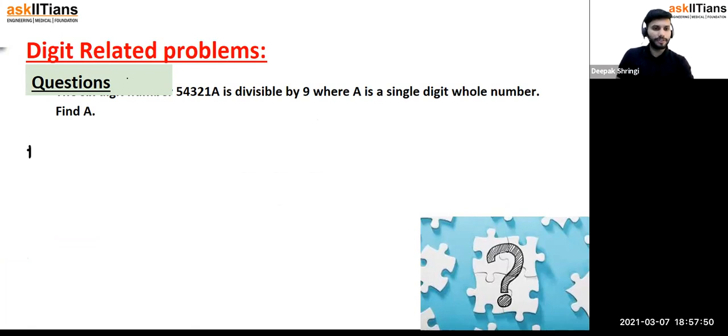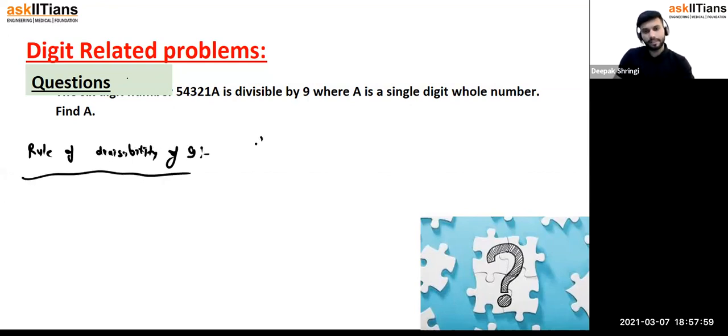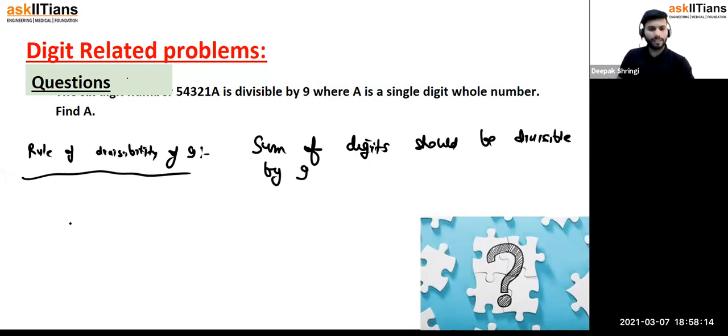Okay, so what is the rule of divisibility of 9? The rule of divisibility of 9 is that the sum of the digits should be divisible by 9. What is the sum of digits over here? 5 plus 4 plus 3 plus 2 plus 1 plus a. And that would be 15, right?